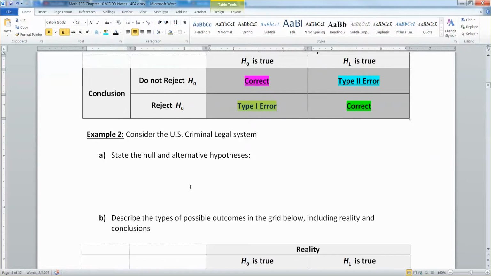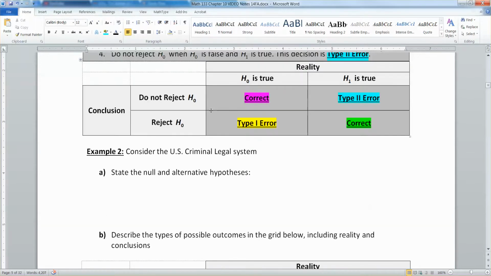All right, so let's consider the US legal criminal system. So the null and alternative hypothesis, according to the Constitution, is that you are innocent until proven guilty. Now, some may argue that that might not be the case in certain DA's offices or whatever, but according to the Constitution, that is the rules that we live by. You are innocent until proven guilty. In other words, the burden of proof in a trial is on the prosecutor to prove that you did something wrong, not on the defense attorney to prove that you were innocent.